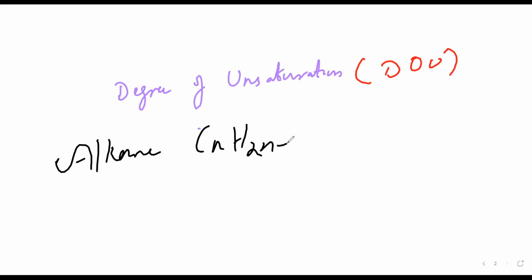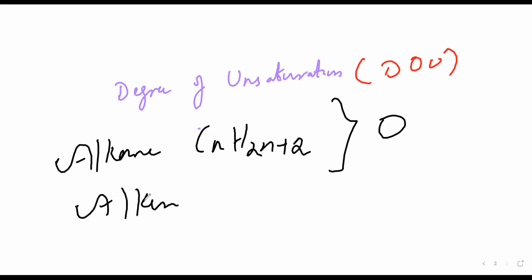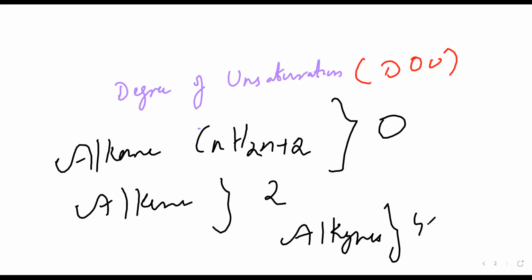CnH2n plus 2. Correct? For alkanes, the degree of unsaturation will be 0. For alkenes, it will be 2. Alkynes, it will be 4. General thing. So this is a general thing for us. These things they may not ask in the examination.